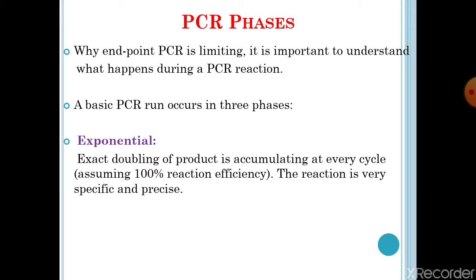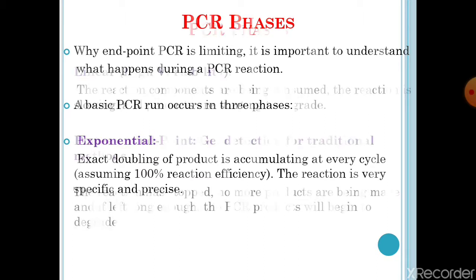First phase is the exponential phase. What is the exponential phase? That is the exact doubling of product accumulating at every cycle. For example, for PCR we write the product as 2 raised to the power n. After one cycle we will have 2 copies, then after 2 cycles we will have 4 copies. So this is the exact doubling of the product. The reaction is specific and precise. This phase is the exponential phase.